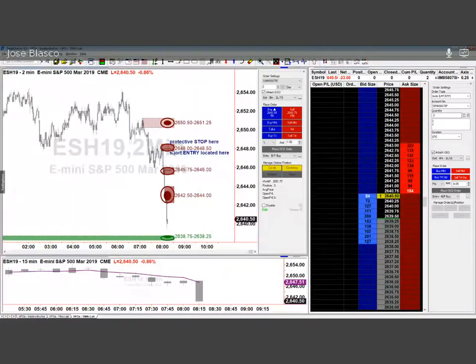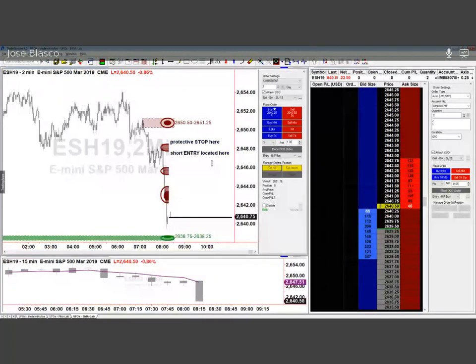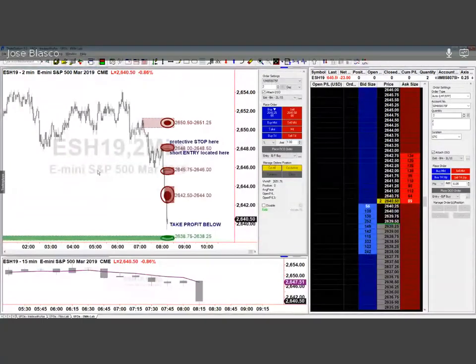So short entry located here, protective stop there, and then we're going to have to talk about my profit taking. So take profit below, and we're going to have to define exactly where. So this is the thinking in the back of my mind at this moment in time, and now I'm going to be more specific with specific values, and we'll place the orders in the system.